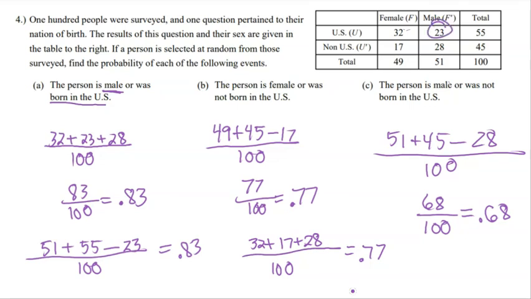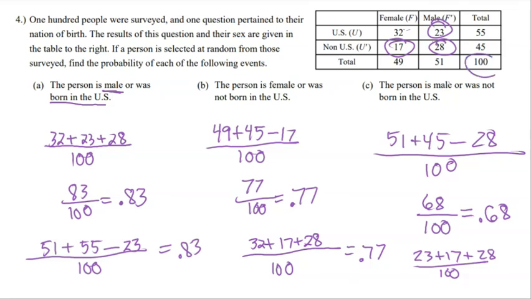Okay, so male, this category is male, this category is male, this category is not born in the United States. This one is female, but born in the U.S., so we're going to leave this one out. So we just need these three categories. So it's going to be 23 plus 17, which is 40, plus 28, that makes 68 over 100.